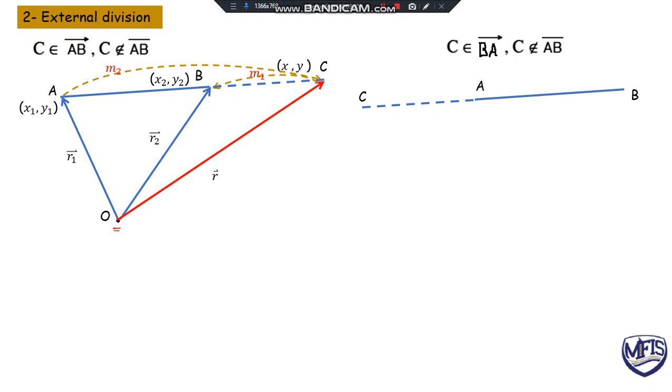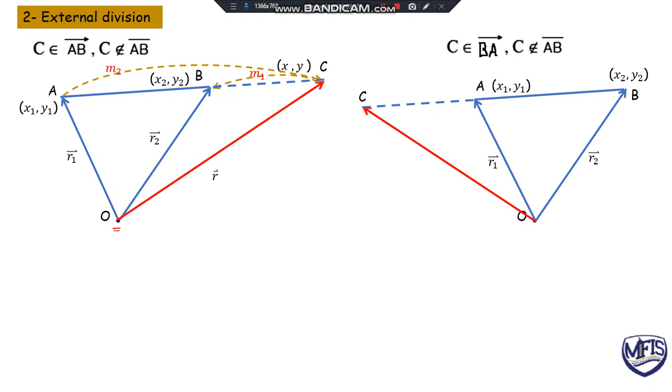So from the start point to the point of division, which is B to C, we have the origin point, OA, which is R1, and A represented by x1, y1, and we have B represented by R2 and its ordered pair x2 and y2, and we have C represented by R and its ordered pair x and y.